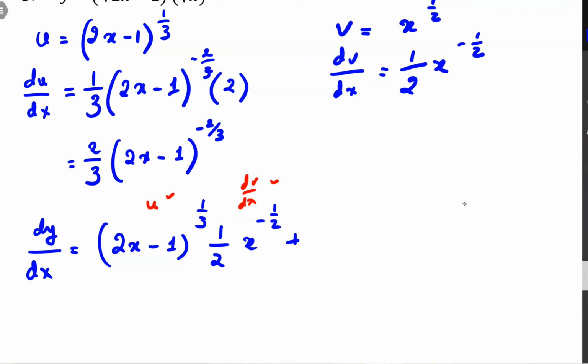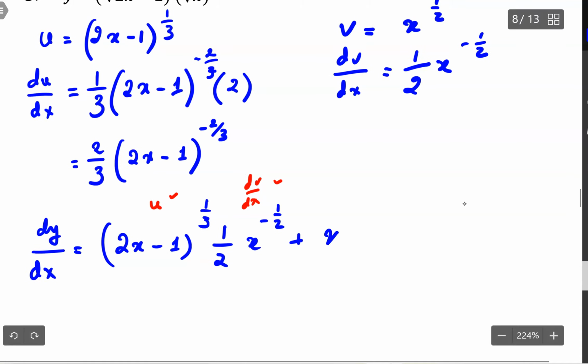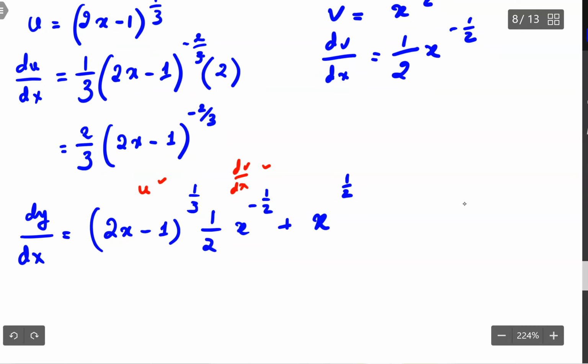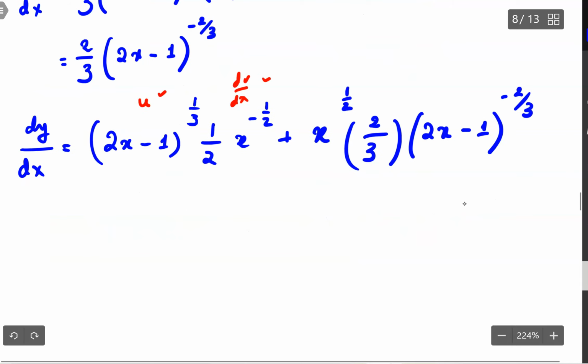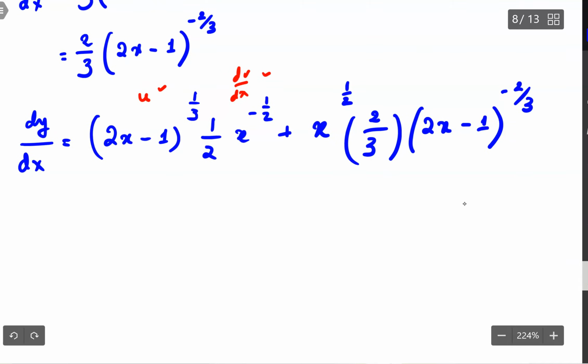The next step is to write v. So I will have x to the exponent 1/2, and then I can multiply that with 2 over 3, multiplied by 2x minus 1, all of it to the negative 2/3. Okay, so the next step is to factor.